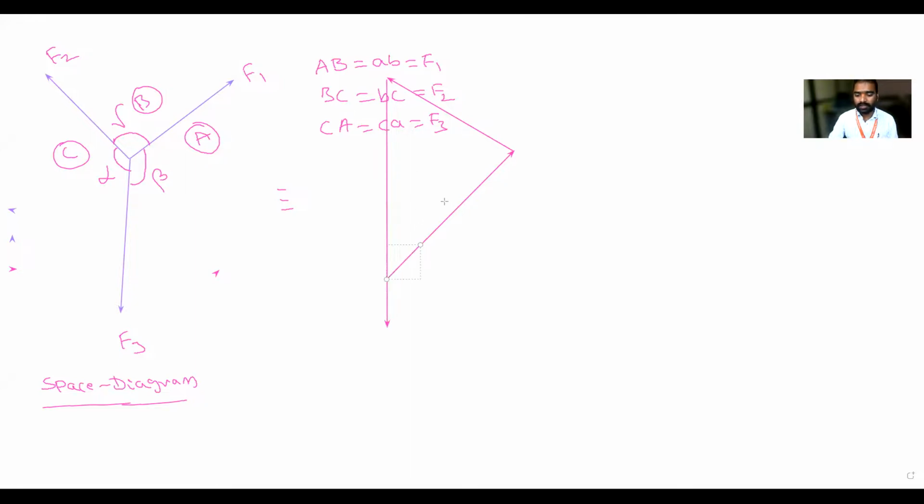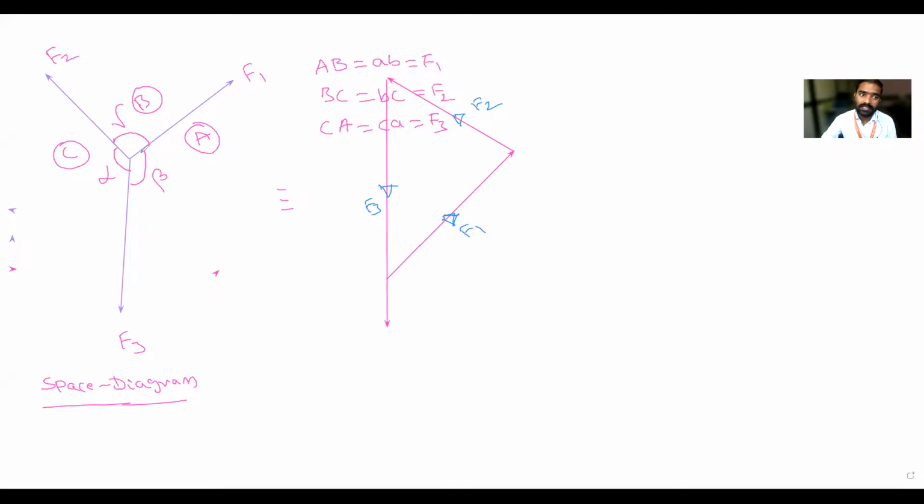All of you are getting what I have done? Yes, sir. Okay, now what I will write? What is this force? Can you tell me? F1. What is this one? F2. What is this one? F3. See, what is the angle between F1 and F2? Gamma. See, F1 is here, F2 is here.